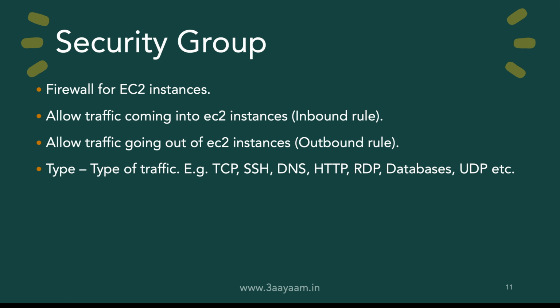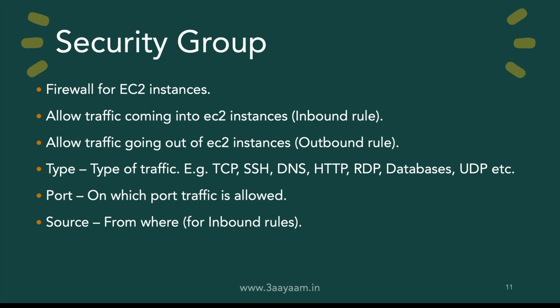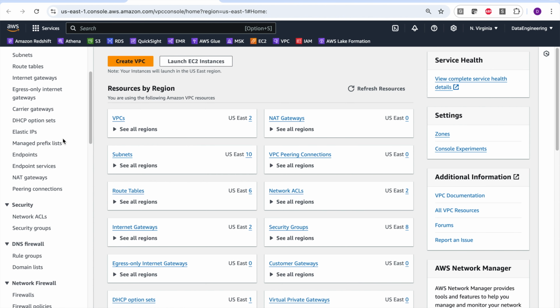Now there are various options. The first option is type. In the type, we mention the type of traffic, for example, TCP, SSH, DNS, HTTP, databases, etc. Then you have port, wherein we mention on which port the traffic is allowed, either incoming or outgoing. Then, if it is an inbound rule, that means we are allowing incoming traffic into the EC2 instance, we mention where the traffic should come from, which is the source. And if it is outgoing traffic, we mention the destination to where the traffic would go using outbound rules. So let me show you security groups.